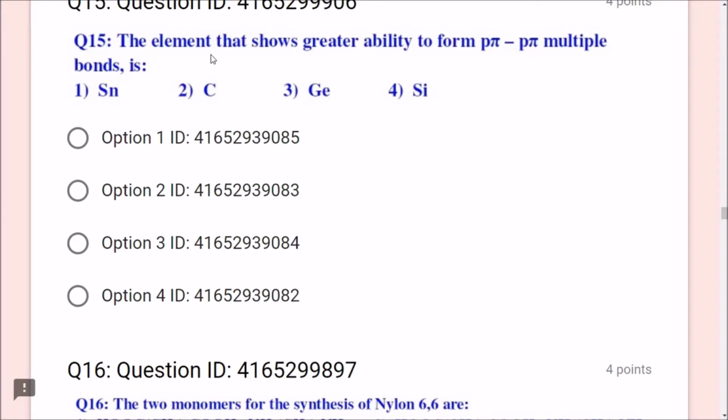Next, question number 15. The element that shows greater ability to form p-pi multiple bonds is tin, carbon, germanium, or silicon. Dear friends, all these are fourth group elements. Which has the greater ability to form p-pi multiple bonds? Carbon is the correct option, friends. Carbon forms the most stable p-pi multiple bonds. So option number 2 is the correct option.